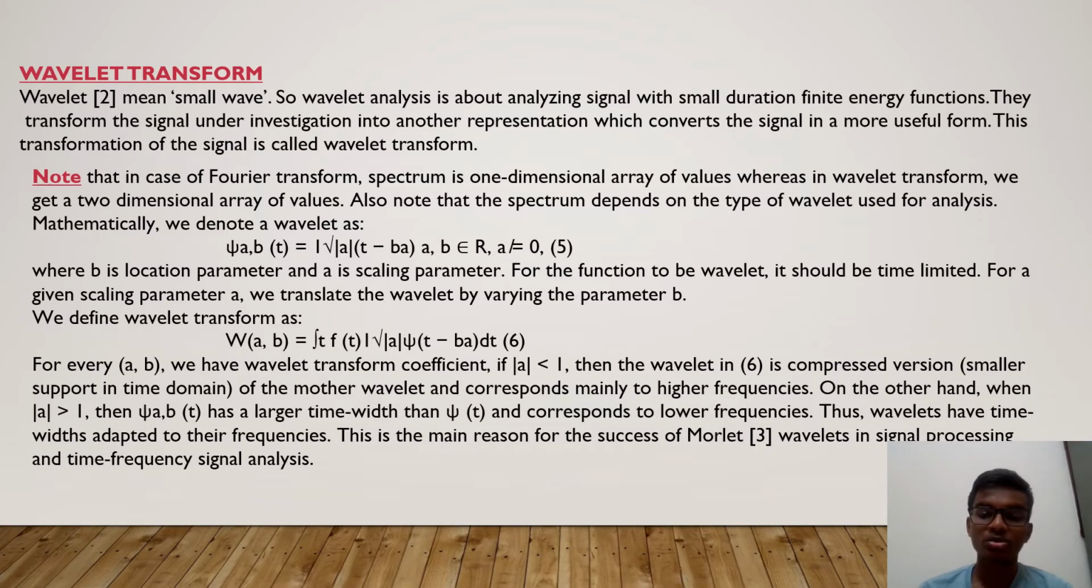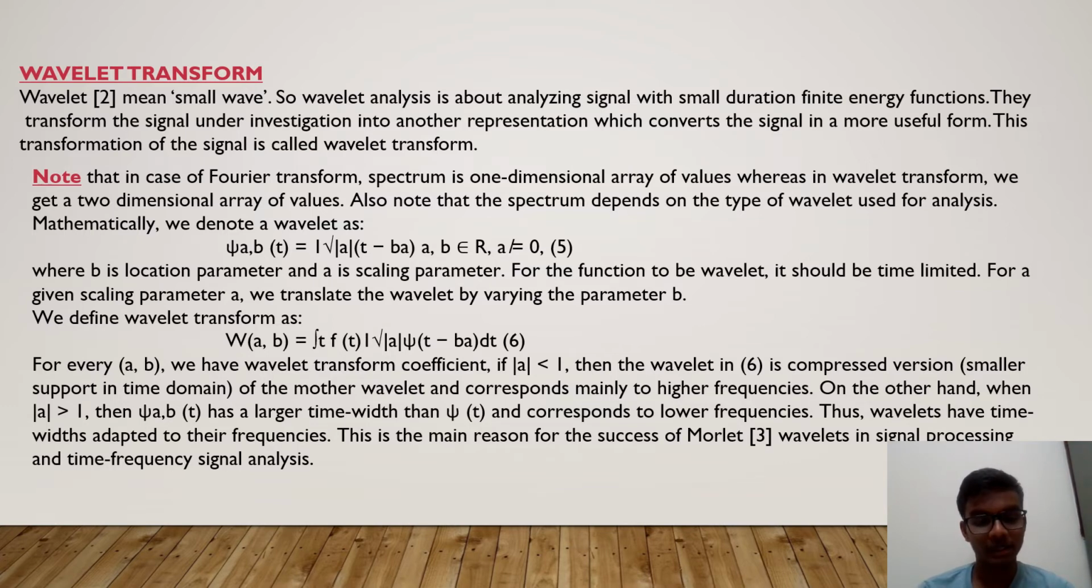For the function to be a wavelet, it should be time limited for a given scaling parameter. We translate the wavelet by varying the parameter b. We define the wavelet transform as W(a,b) equal to the integral of f(t) times phi_{a,b}(t) dt. For every a, b, we have a wavelet transform coefficient.